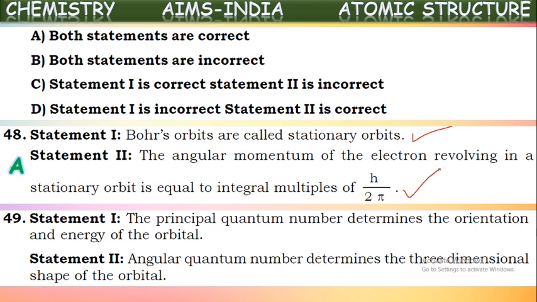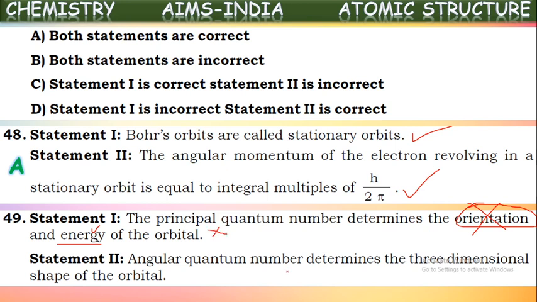Principal quantum number determines the orientation and energy of the orbital. Is it correct? No. Principal quantum number determines the size and energy. Energy is correct only, but not the orientation. Principal quantum number determines the size and energy of the orbit, but not orientation. So this is not a correct statement.